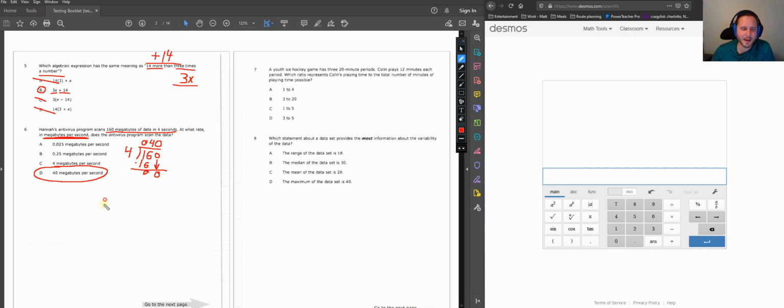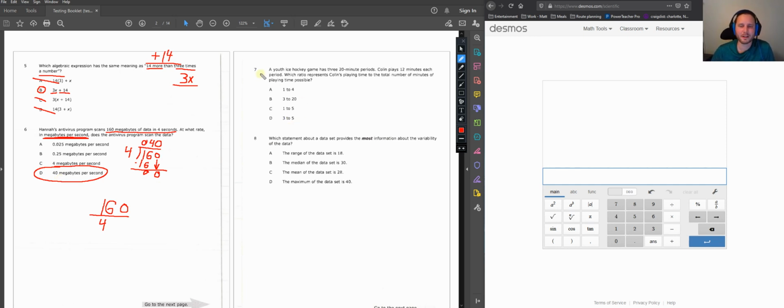Another way you could think about it is, what would 16 divided by 4 be? Well, that'd be 4. So if I add a 0 on the end, I'm adding a 0 onto the end of my answer too. That's another way you could think about questions like number 6.